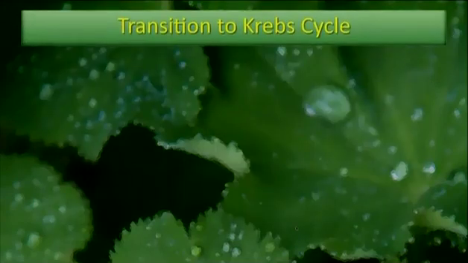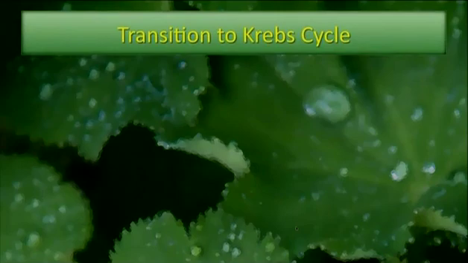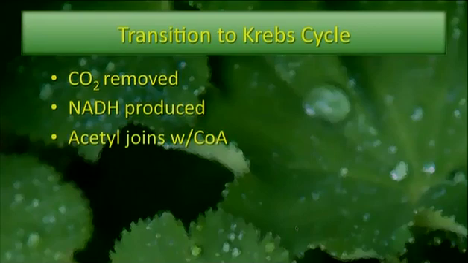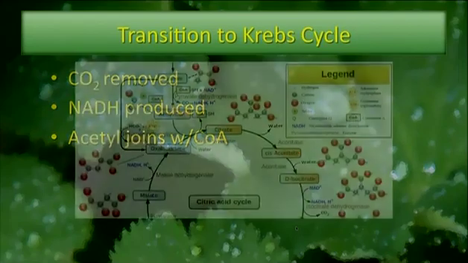Now we have the transition to the citric acid cycle, or the Krebs cycle. First of all, carbon dioxide is removed. NADH is produced, leaving an acetyl fragment, a 2-carbon fragment. This acetyl joins with coenzyme A. Coenzyme A is a pantothenic acid and nucleotide, and pantothenic acid is a B vitamin essential to cellular respiration in both plants and animals. So this acetyl joins with coenzyme A to form acetyl coenzyme A, which then enters the Krebs cycle.